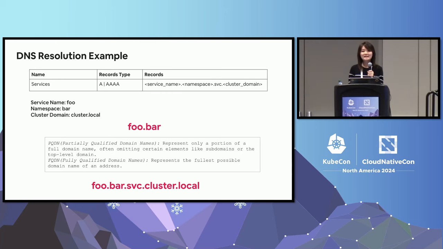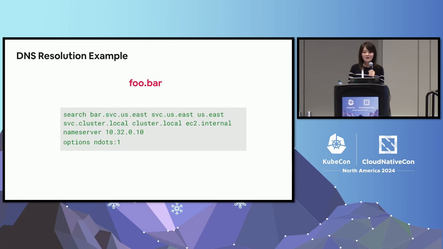The FQDN here is a record that can be resolved by the cluster DNS. With the proper DNS configurations, the PQDN can also be resolved. How does it work? Let's see this DNS configuration. In this example, ndots is 1. The foo.bar record has 1 dot, which meets the ndots threshold, so the foo.bar record is directly sent to the DNS server. But the cluster DNS server can't resolve it, so it returns NXDOMAIN, which represents that the domain name does not exist.